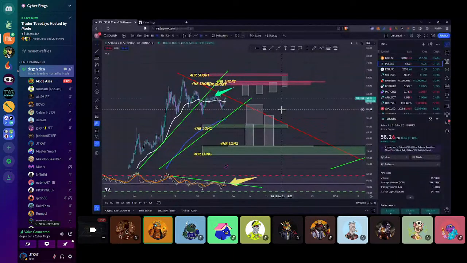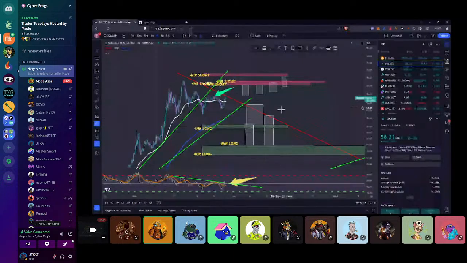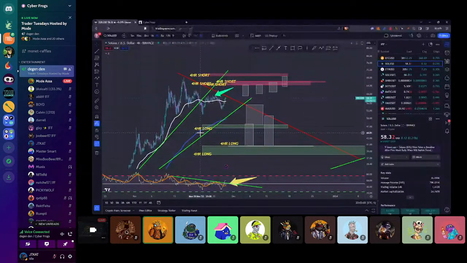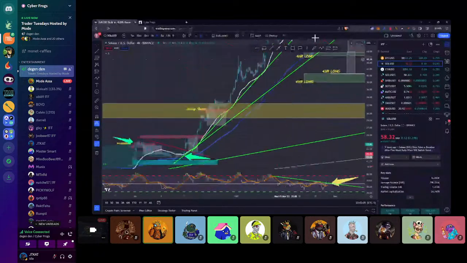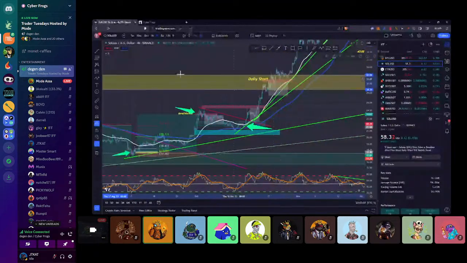And I have in the Tuesday Trader Review, there's also a write-up on indicators. The EMAs. What does it mean when the white line is above the blue? What does it mean when... Oh, shit.